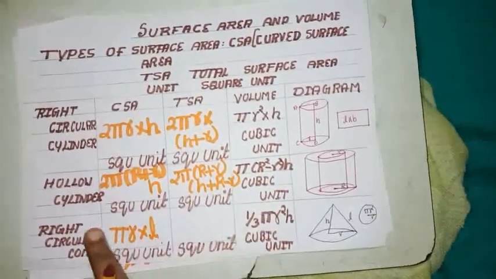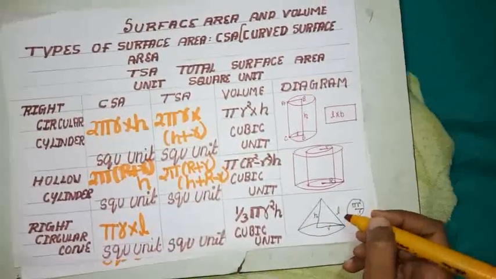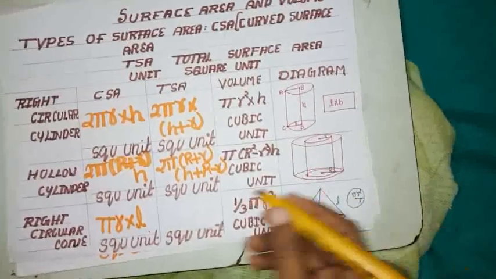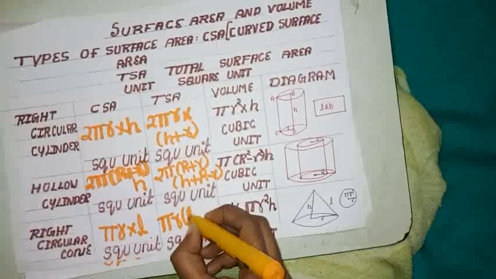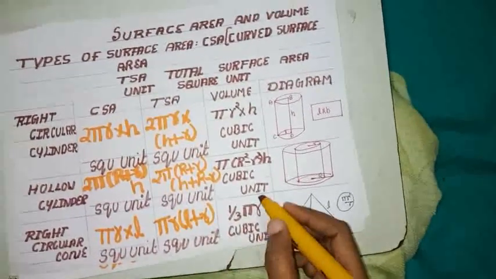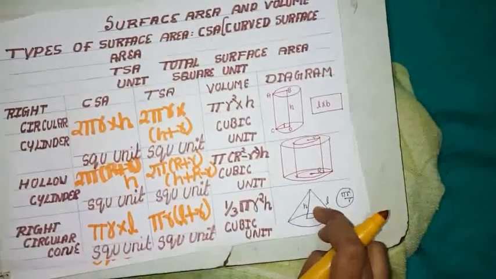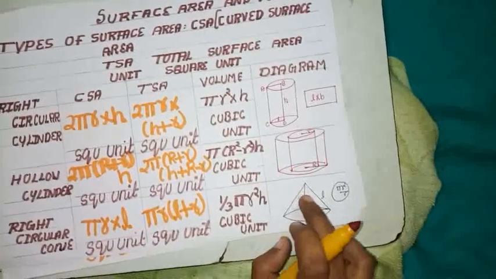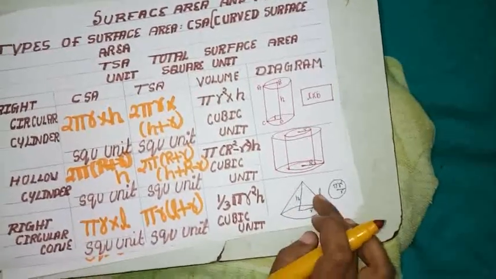TSA of right circular cone, how could you write? L is the outer layer alone. What is the inner layer? r. So, pi r into L plus r. Square unit. Next, the volume: compared to the cylinder, one third part is cone. So one third of pi r square h.